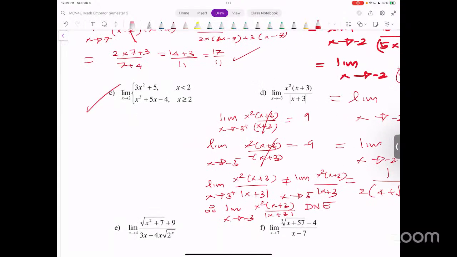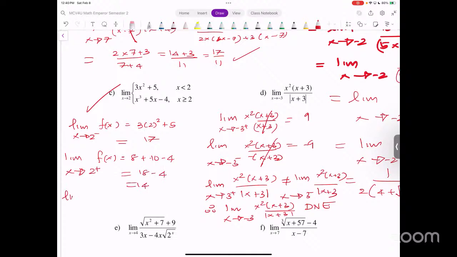This one, you got it right. Most of you need to check the two-sided limit. So limit as x approaches 2 from the left, f of x is defined by 3 times 2 squared plus 5. 4 times 3 is 12, plus 5 is 17. Limit as x approaches 2 from the right is defined by that function: 2 cubed is 8, plus 5 times 2 is 10, minus 4. 18 minus 4 is 14. The limit as x approaches 2 from the left of f of x is not the same as the limit as x approaches 2 from the right of f of x. Therefore, the limit as x approaches 2 of f of x does not exist.